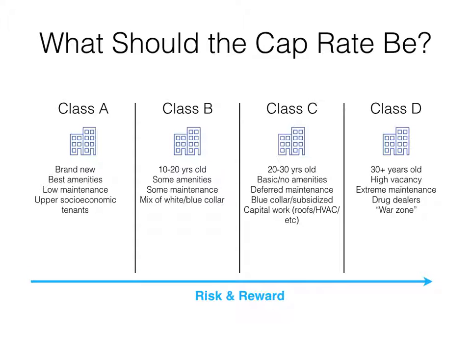Basically, again, it comes down to risk and reward. The newer properties have less risk, so you're going to get a lower return. You go all the way to the right, you get a lot of risk, you get a lot of return. So the cap rates reflect that. In your Class A, right now in the market, you're looking anywhere from 4 to 6%, Class B, 6 to 8%, Class C, 8 to 12%, and D, 12% plus. But again, I wouldn't recommend getting into Class D property.